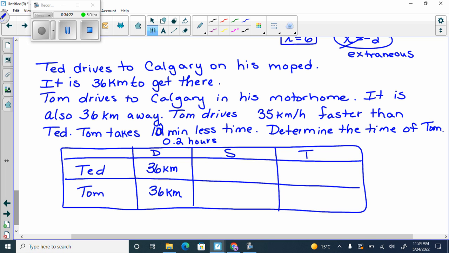Okay. So the speed of Tom is faster than Ted by what? And it has to be in hours because the speed's in hours. So Tom drives 35 kilometers per hour faster than Ted. So if Ted is X, then Tom is X plus 35, because he does 35 kilometers per hour faster. Not 35 times faster.